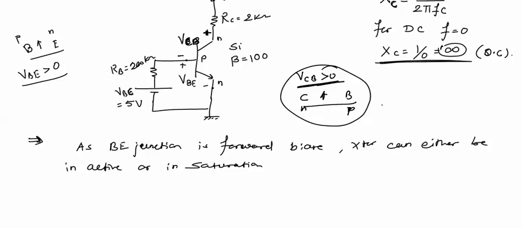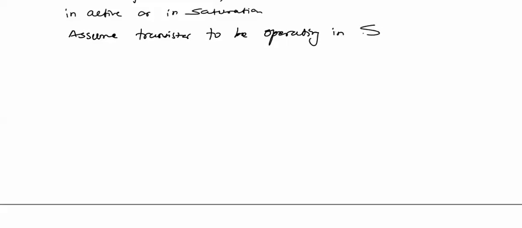Now we'll start the example by assuming the transistor to be operating in the active region. Transistor to be operating in the active region.